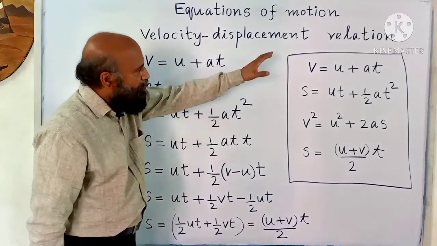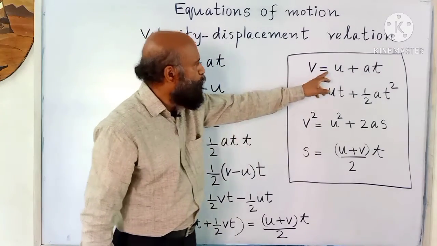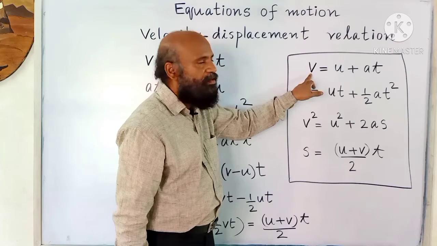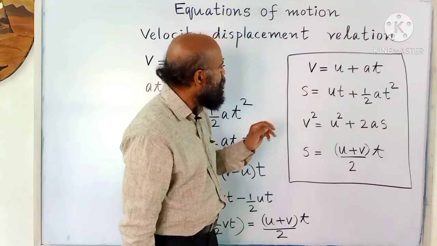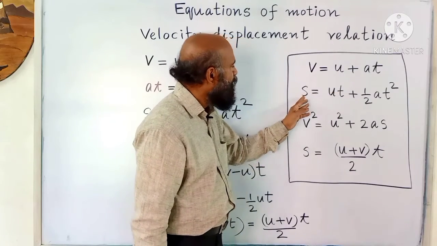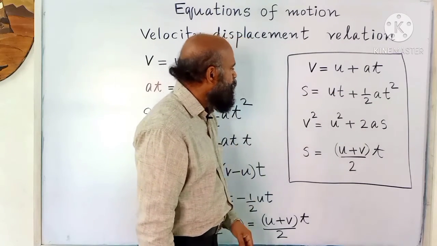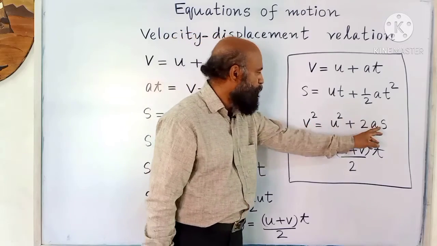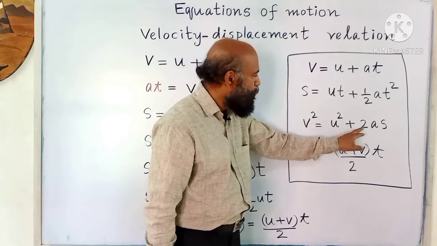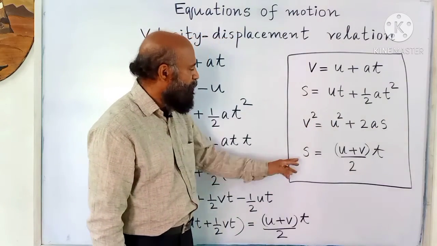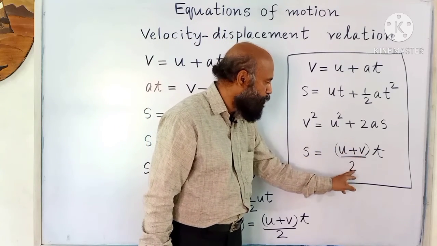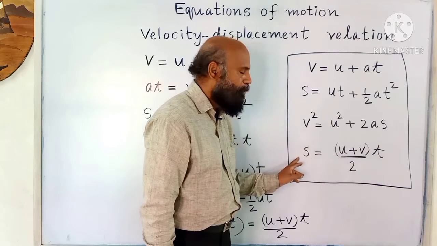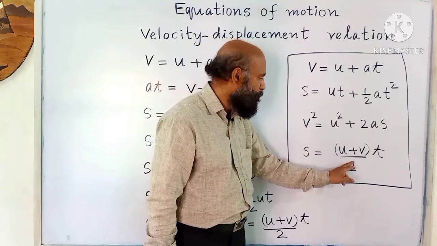So now these are the equations of motion. v is equal to u plus at. Here velocity time relation. Here displacement time relation: s is equal to ut plus half at square. Here velocity displacement: v square is equal to u square plus 2as. Then here initial velocity u, final velocity v, so u plus v by 2 into t. So displacement is u plus v by 2 into t.